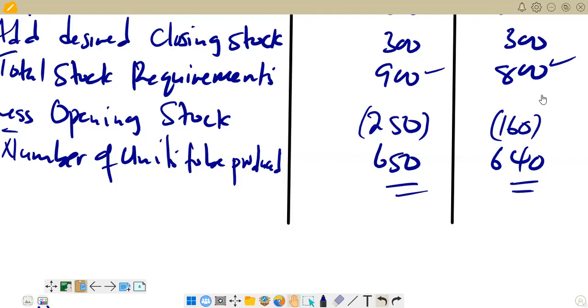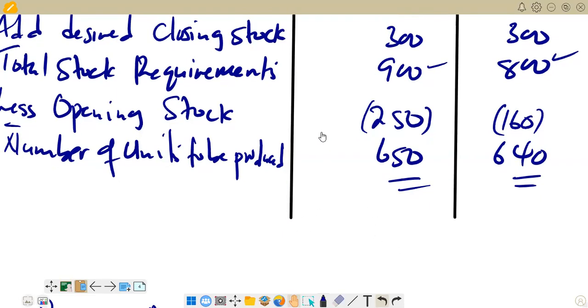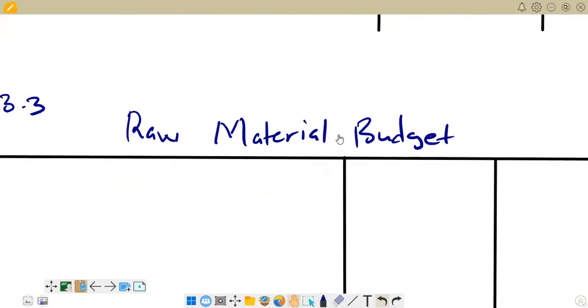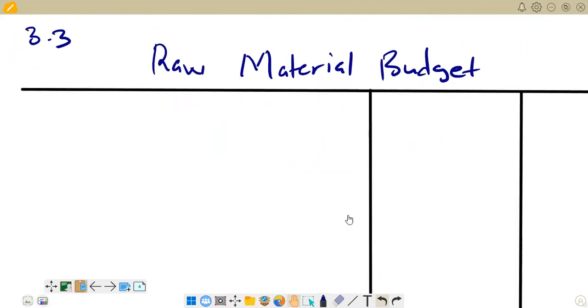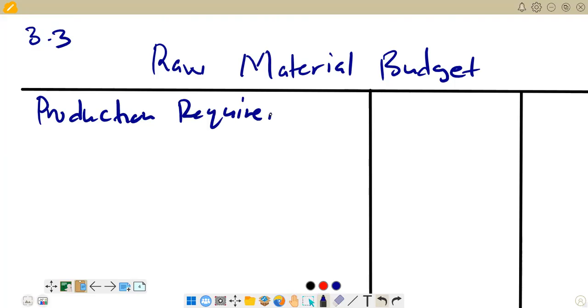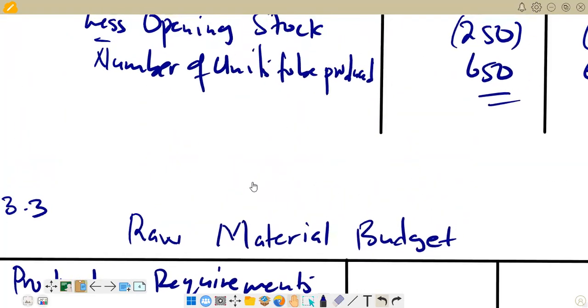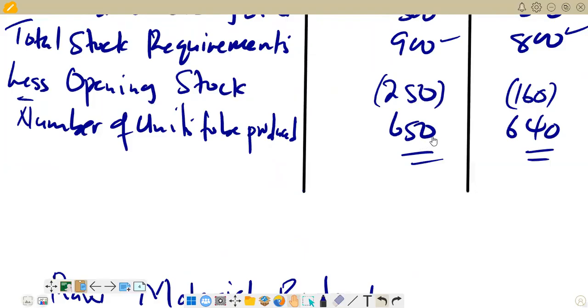So we can now go to the next one, which is the raw material budget. Let's see what we have in terms of the raw material budget here. On the raw material budget, we are going to start with the production requirements. Remember, the requirements of the production are these figures that we calculated in the production budget, that is 650 and 640.